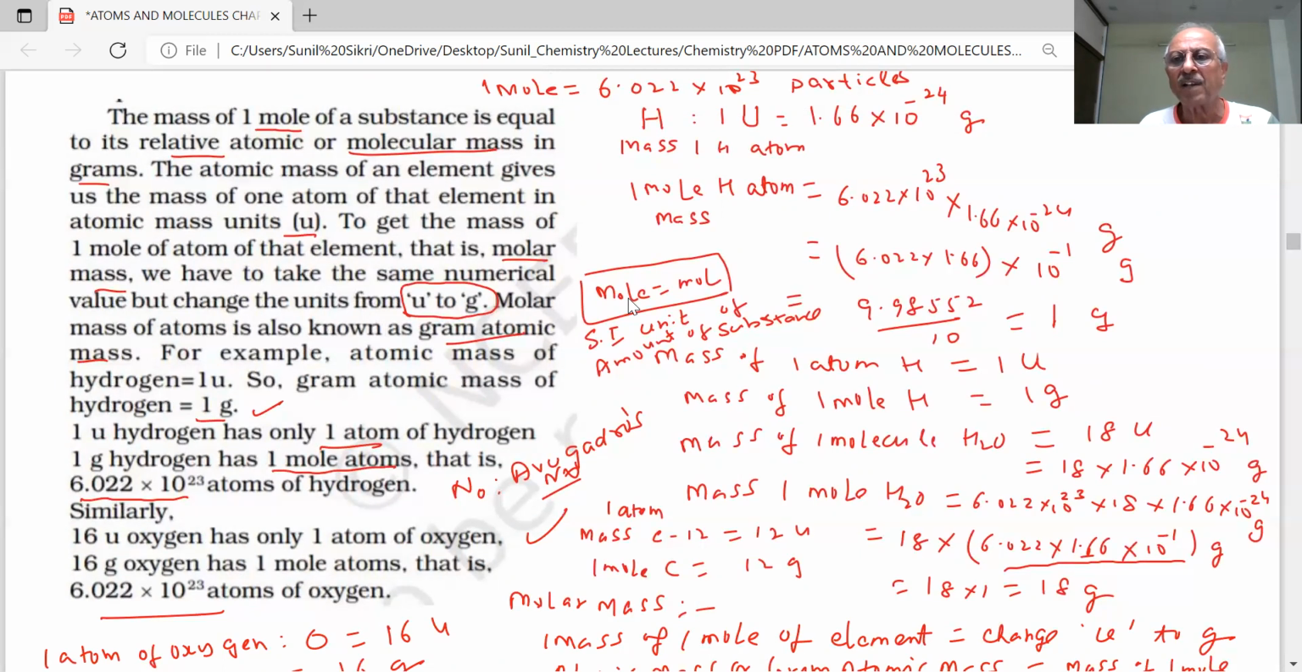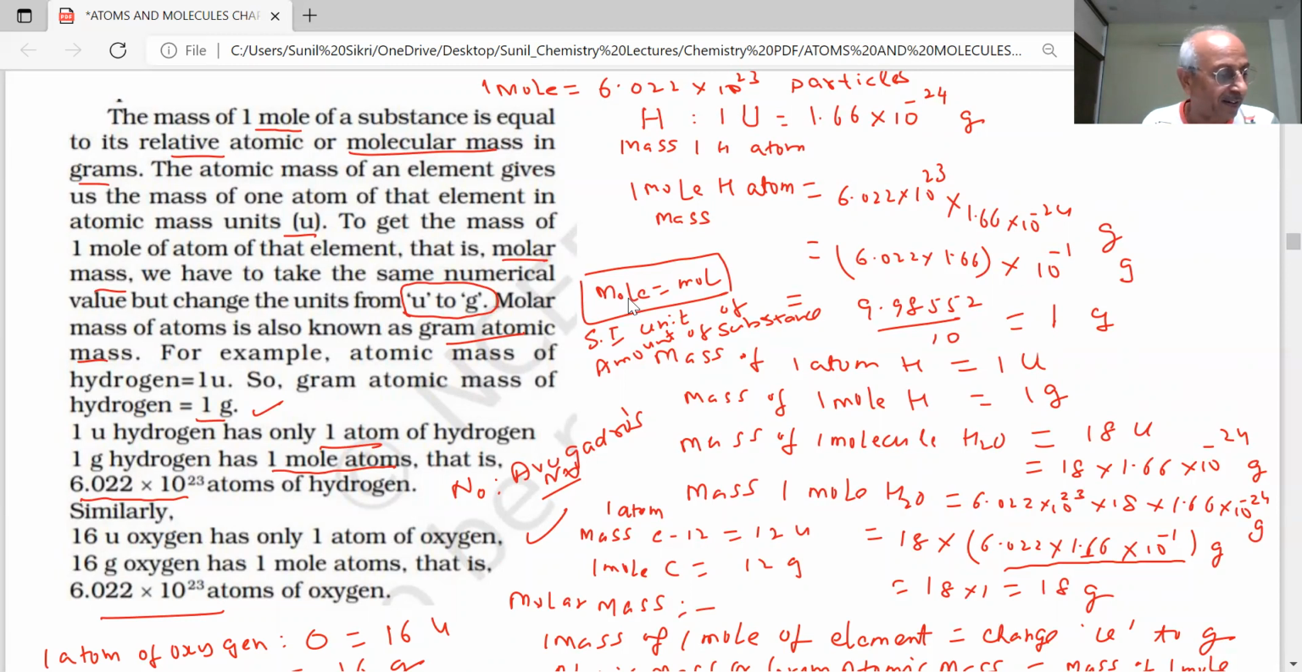That is how we make the calculations: when one atom is there, it is in U, and when 1 mole is there, it gets converted into gram. That was the reason we took 1 mole as equal to 6.022 times 10 to the power 23 particles. The particles can be anything: atoms, molecules, ions. For molecules, for example carbon dioxide, 1 mole of CO2 will mean how much? There will be 6.022 times 10 to the power 23 molecules of carbon dioxide.